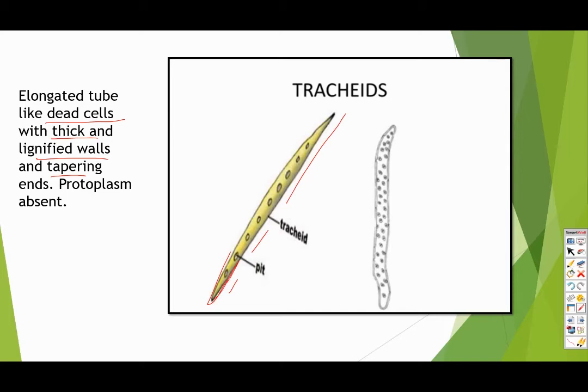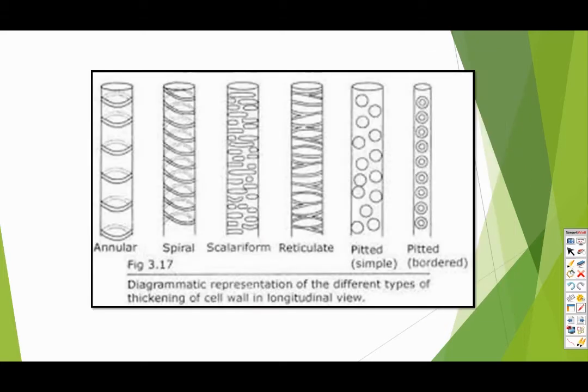Now, depending on how the thickening is deposited, there are different types. If they are in a circular form, they are called annular. If they are in a spiral form like this, they are called spiral. If they are in a ladder form like this, we call it scalariform. If they are in a network form like this, we call it reticulate. If they are just a circle, we call it pitted. If a circle is surrounded by a border, we call it bordered pitted. So these are the different kinds of pits: annular, spiral, scalariform, reticulate, pitted and bordered pitted.